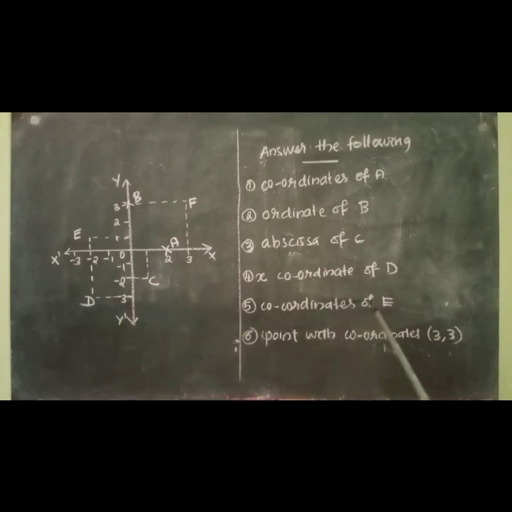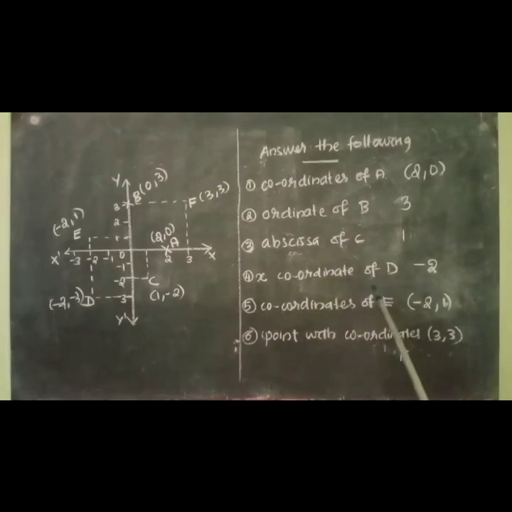The next question, coordinates of E. E is here. You have to write down the coordinates. Coordinates means both the values. Next, the point with coordinates (3, 3): you have to write the name. So you write all the answers and check whether your answer is right or not.